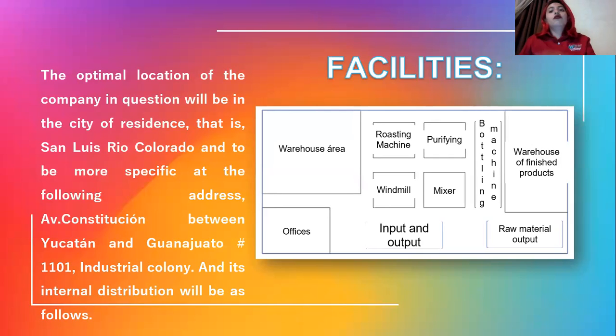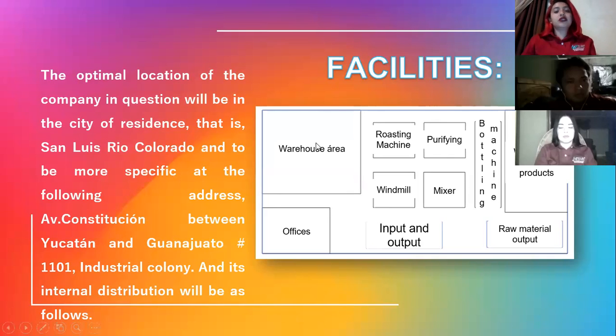And this is the part of facilities. The optimal location of the company will be in the city of residence, that is San Luis Rio Colorado. To be more specific, at the following address: Constitution Avenue between Yucatan and Guanajuato, number 1101, Industrial Colony.